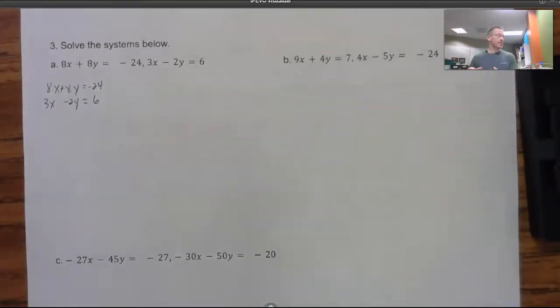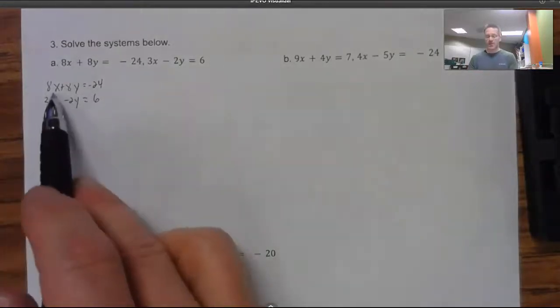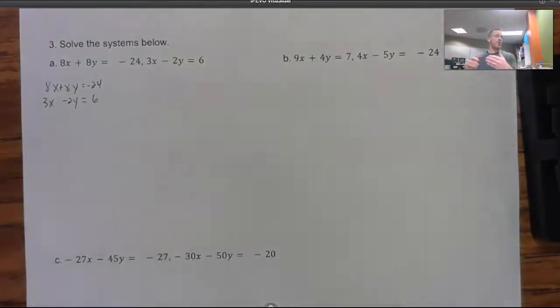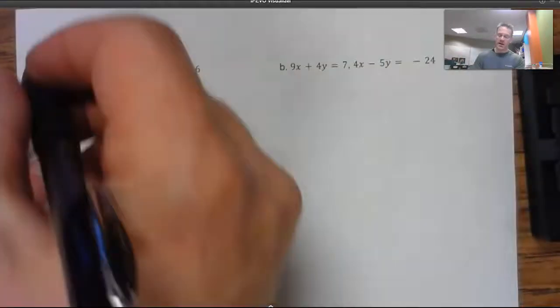Now when we look at this problem, I'm going to make the x's opposites. So I'm going to look at my coefficients. I have an 8 here and a 3 here, and I want to find a number that 3 and 8 both go into. So notice, if I count by threes.